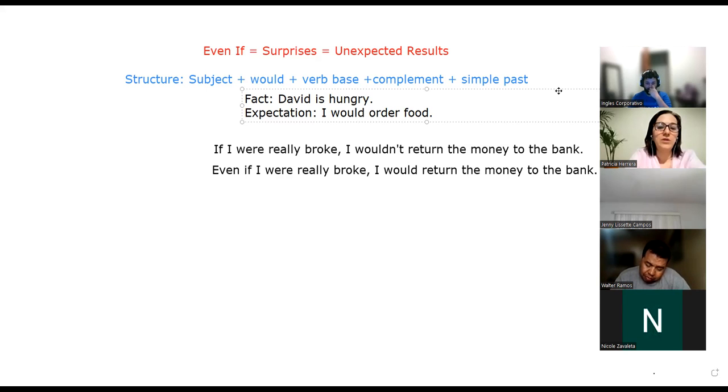Okay, Patricia, what do you have? I would order food even if I... But we're talking about David, right? Yes, right. He would order food even if he doesn't have cash. Okay, right. He would order food even if he doesn't have cash. That's good. Good job, right? Very good. Walter, what do you have, Walter?